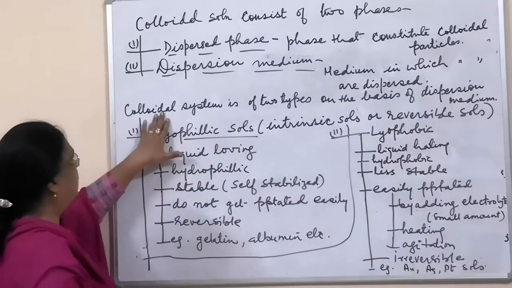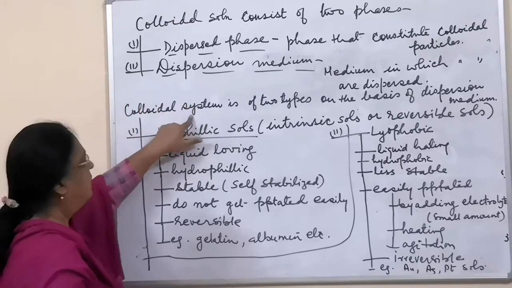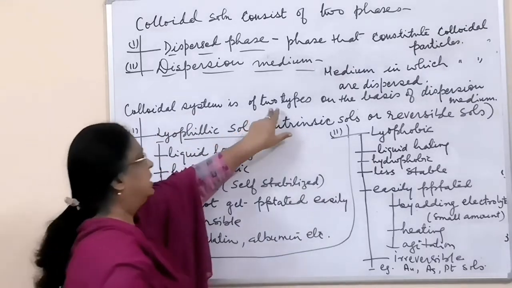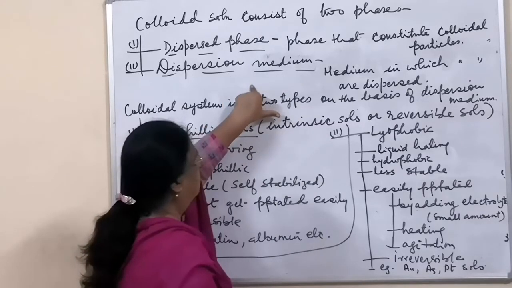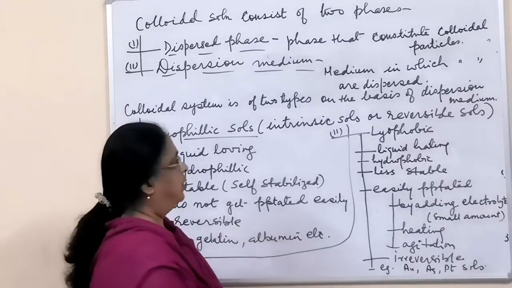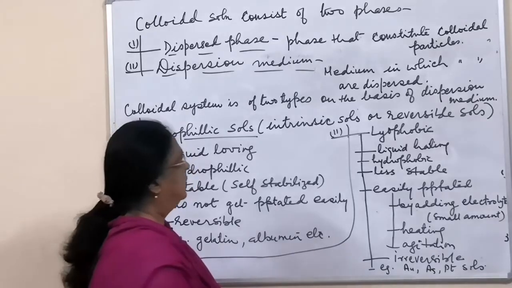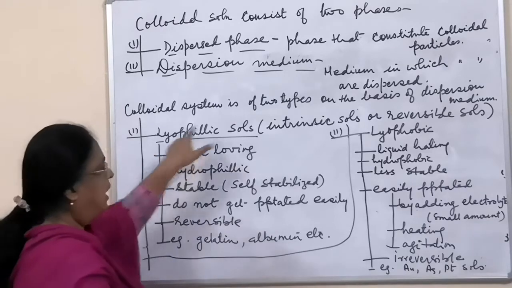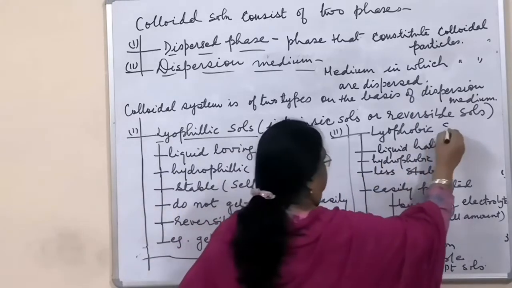Now colloidal solution, that is colloidal system, which is also called sol, is of two types if we consider on the basis of dispersion medium, on the basis of the solvent which we are using. As I told, we will not say the word solvent, we will use the word dispersion medium. So on the basis of dispersion medium, colloidal solutions are of two types, lyophilic and lyophobic. Lyophilic sols are your colloidal solution.